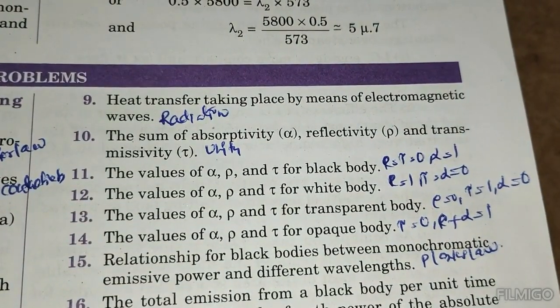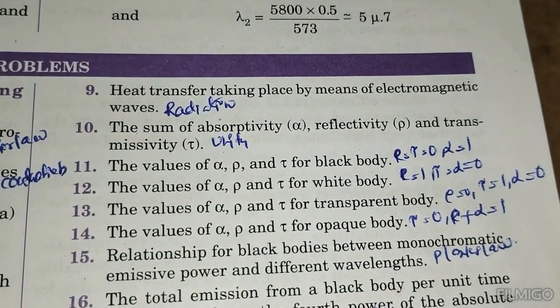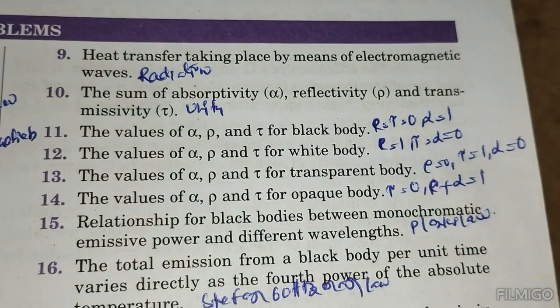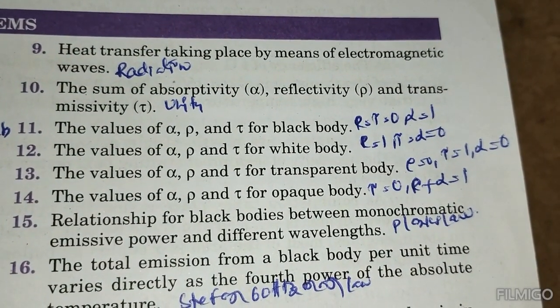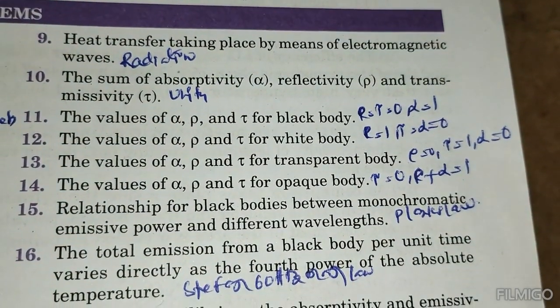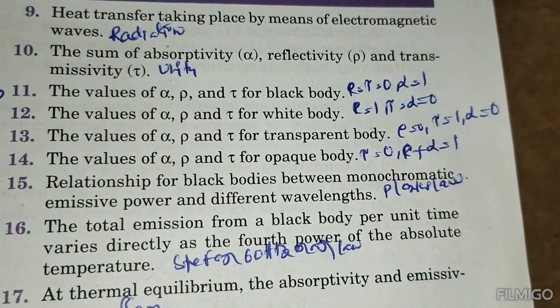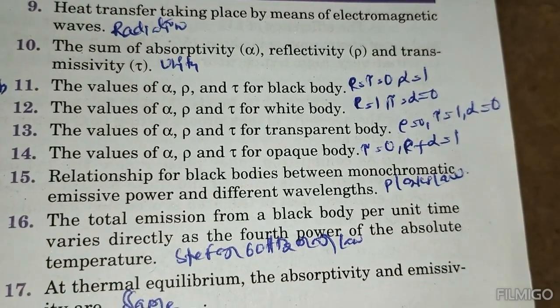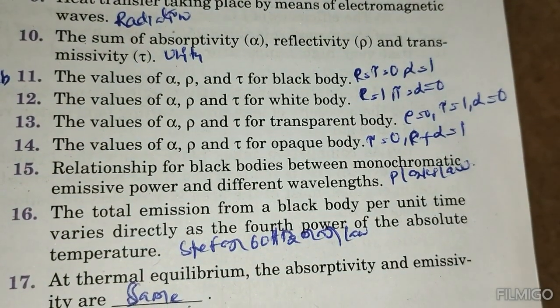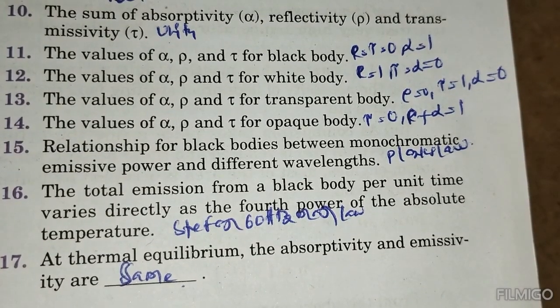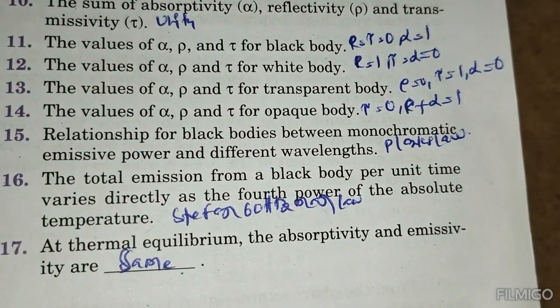Heat transfer taking place by means of electromagnetic waves is radiation. The sum of absorptivity, reflectivity and transmissivity is unity. The values of alpha, rho and tau for a black body: rho is equal to tau is equal to 0, alpha equal to 1. For a white body: rho equal to 1, tau equal to alpha equal to 0. For a transparent body: tau equal to 1. For an opaque body: tau is equal to 0, rho plus alpha equal to 1.